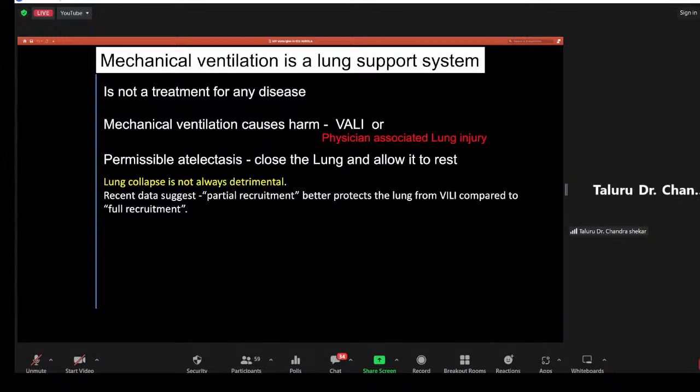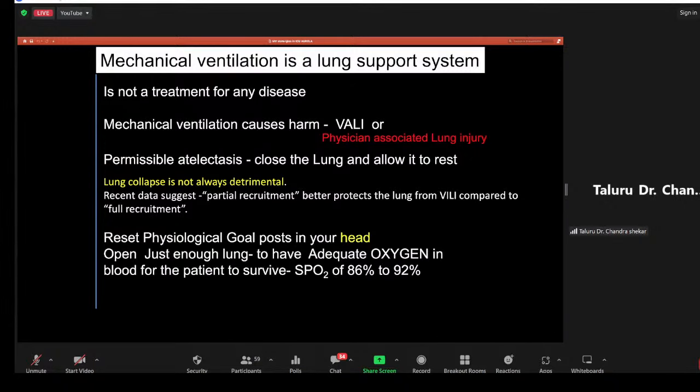That is the idea. The one common problem when we try to implement this kind of goals of a saturation of anything around 90 is very, very difficult for the younger colleagues, especially anesthesia colleagues, because they are always happy to see a saturation of 99. Meaning they are trying to open up too much lung. They are trying to open up a diseased lung. So at the end of the day, you don't want to have a good ABG and a dead patient, right? So you have to reset the physiological goals in your head.